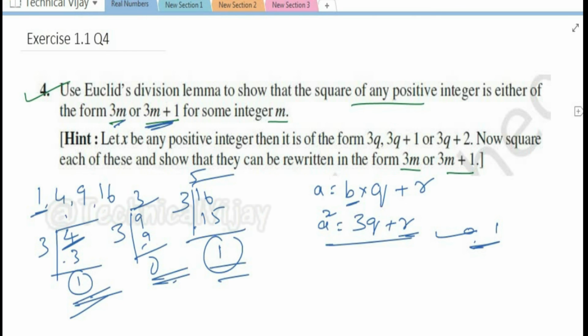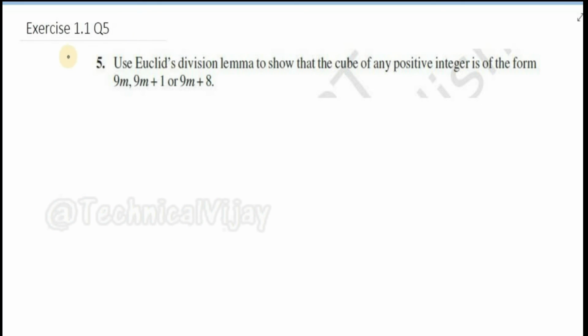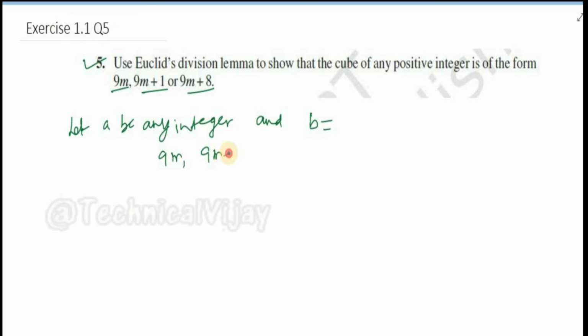Okay, we'll go for the next question. Exercise 1.1, question number 5. Use Euclid's division lemma to show that the cube of any positive integer is of the form 9m, 9m plus 1 or 9m plus 8. Let A be any integer and B be 9, since the coefficient of m is 9. We have to show this.